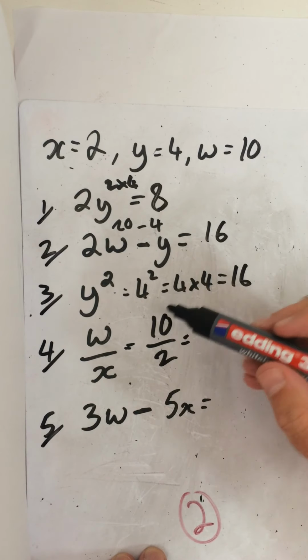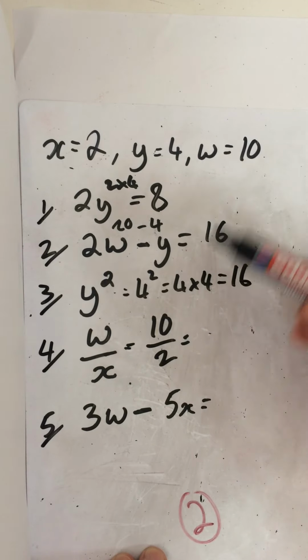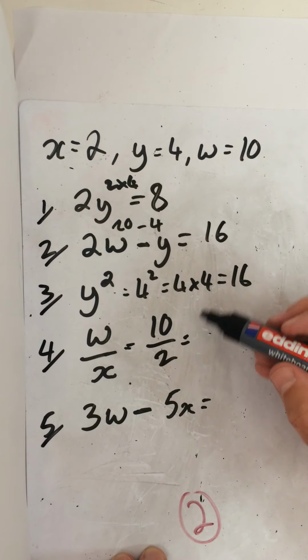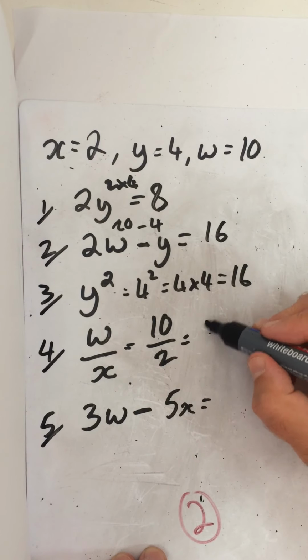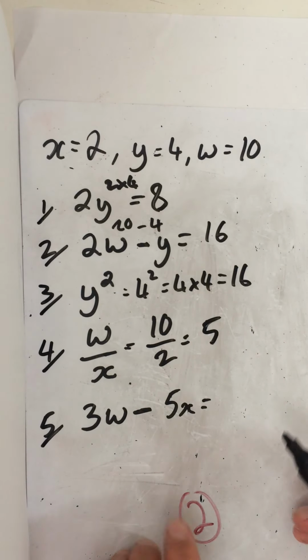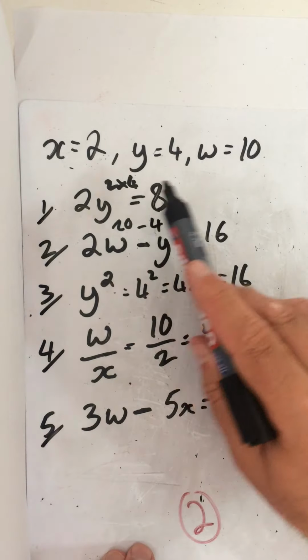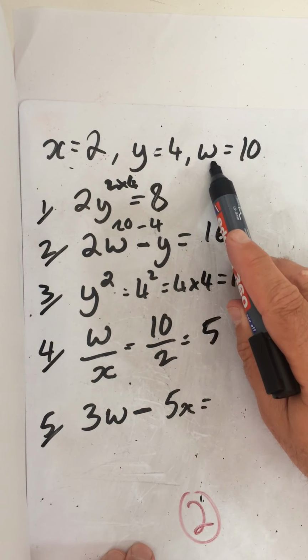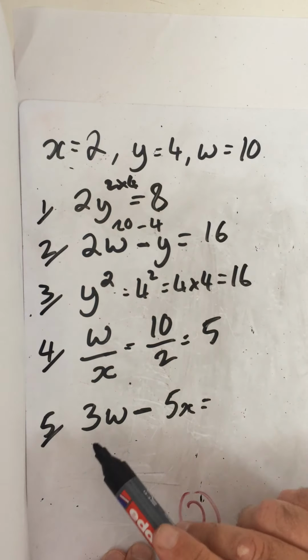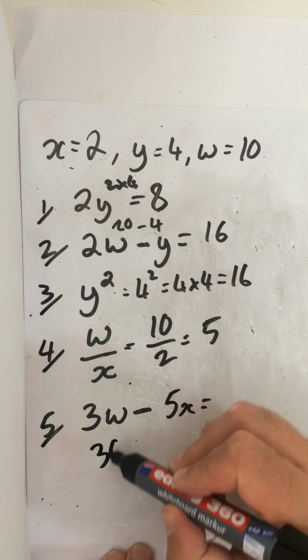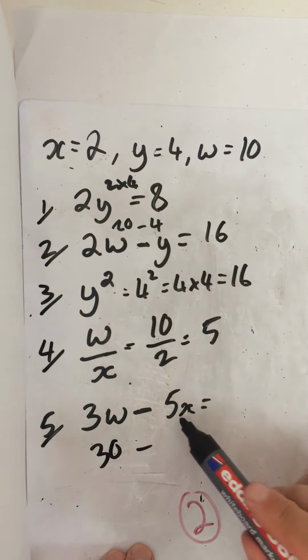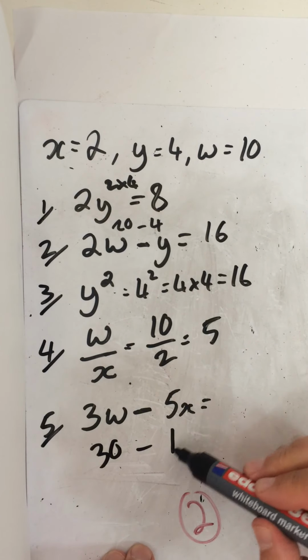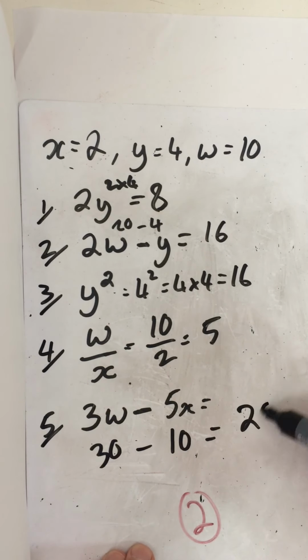Okay. I'm just substituting those letters for the numbers. 10 divided by 2. How many 2's in 10? 5. Let's look at the last one. 3w. So that's 3 times 10. w is equal to 10. 3 times 10, 30. Take away 5 times x. Well, x is 2. 5 times 2 is 10. 30 take away 10. Okay, mark those, please.